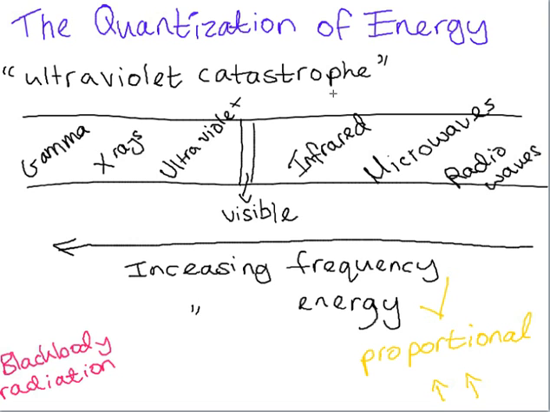Like, they were increasing the heat, but the emission of the color of the light was not what they expected, so they called it the ultraviolet catastrophe, because that color that they were expecting did not appear.